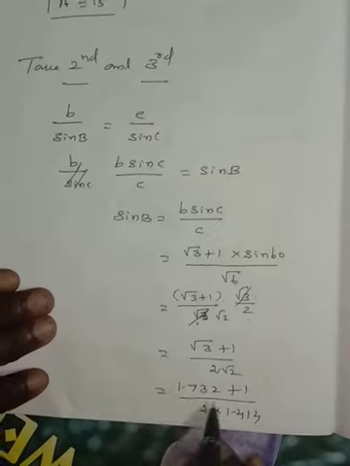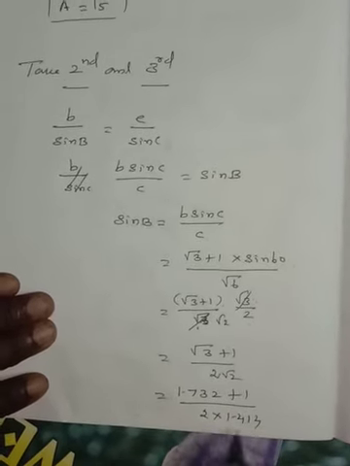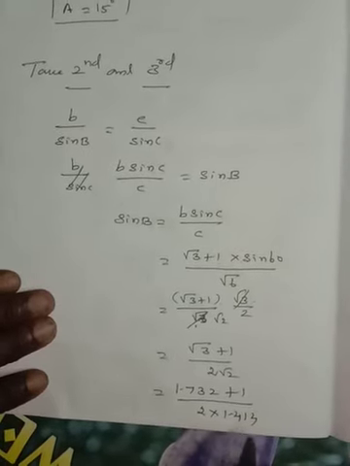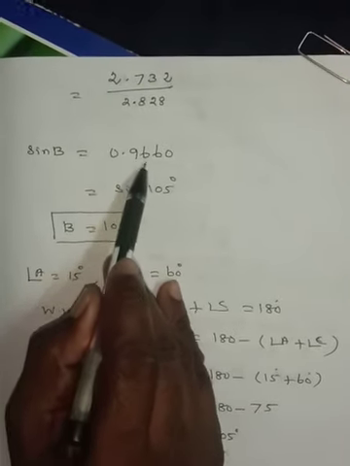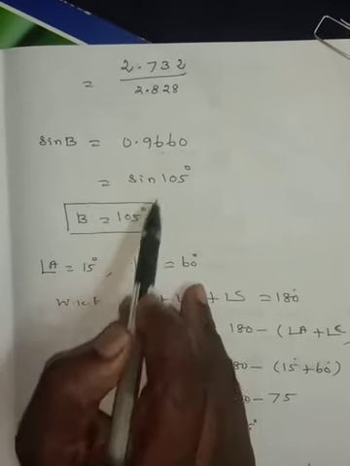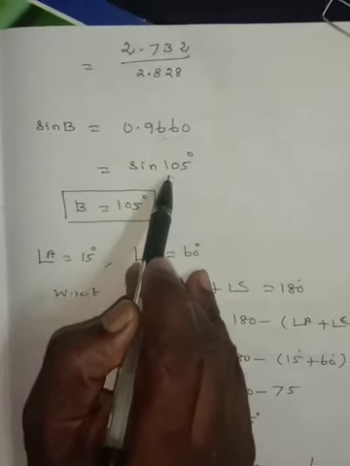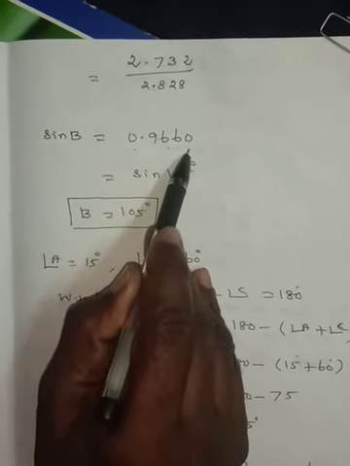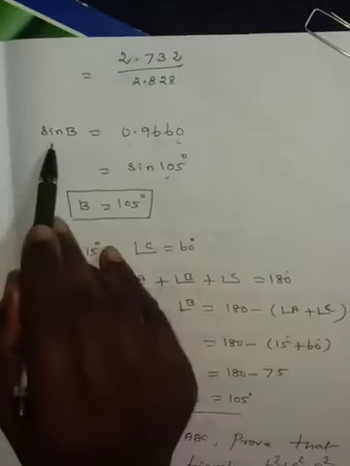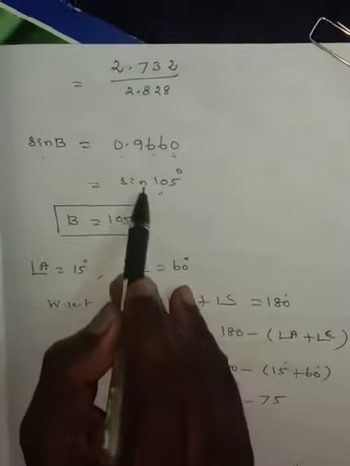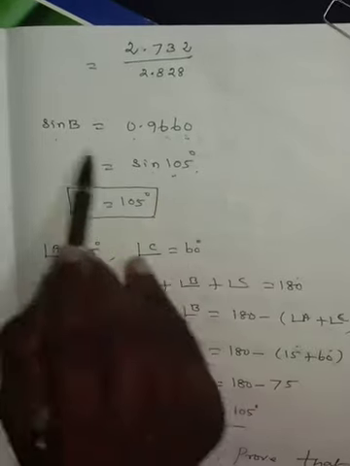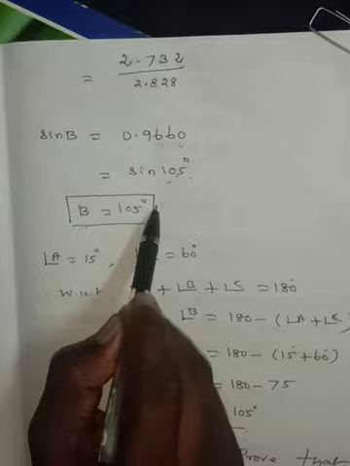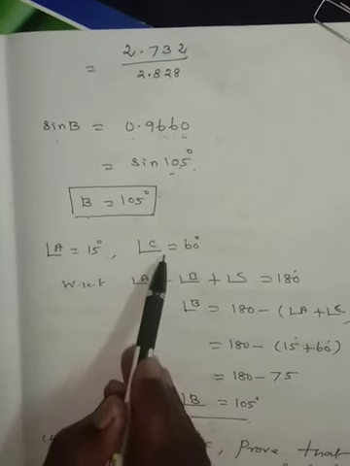Now root 3 is 1.732 plus 1 is 2.732, divided by 2 into 1.414, which is 2.818, giving 0.9660. From the table, we have sine of 105 degree. Taking 0.9660 using the sine table, sine B is equal to sine of 105 degree. Taking sine inverse on both sides, B is equal to 105 degree, A is equal to 15 degree, C is equal to 60 degree.